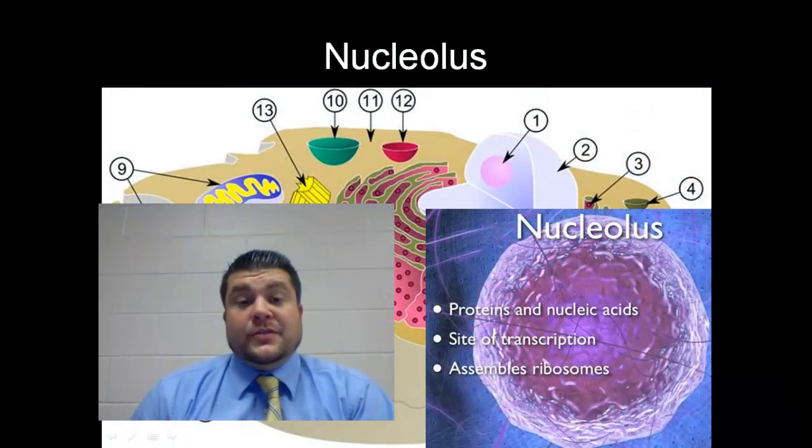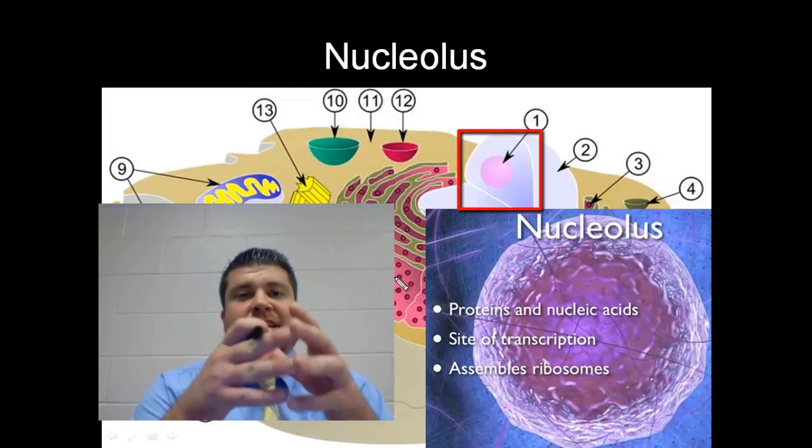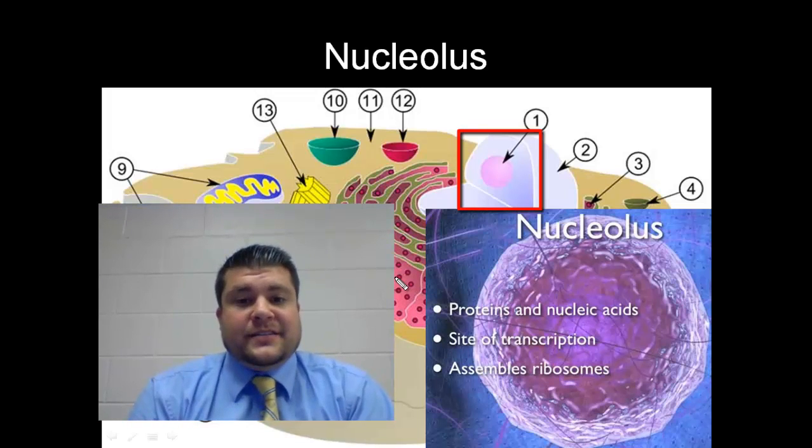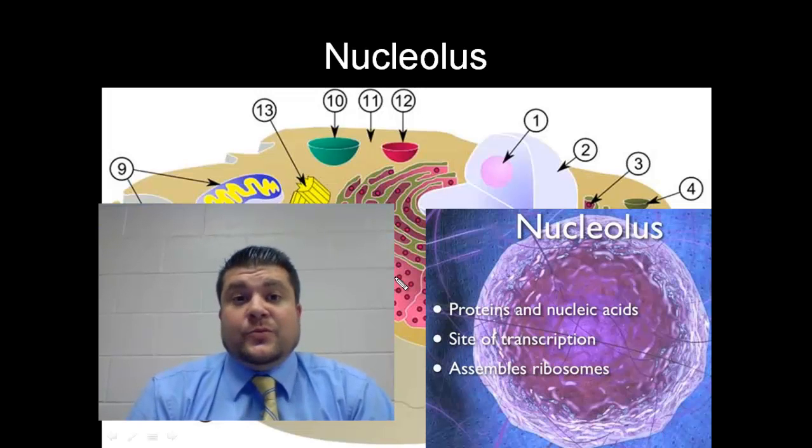The first one I'm going to talk to you about is called the nucleolus. Now this is inside the nucleus and it has a lot of proteins and nucleic acids. It's the site of transcription that's making RNA, and we'll talk about that later. And it also assembles ribosomes. Those ribosomes will make the proteins later on in our discussion.